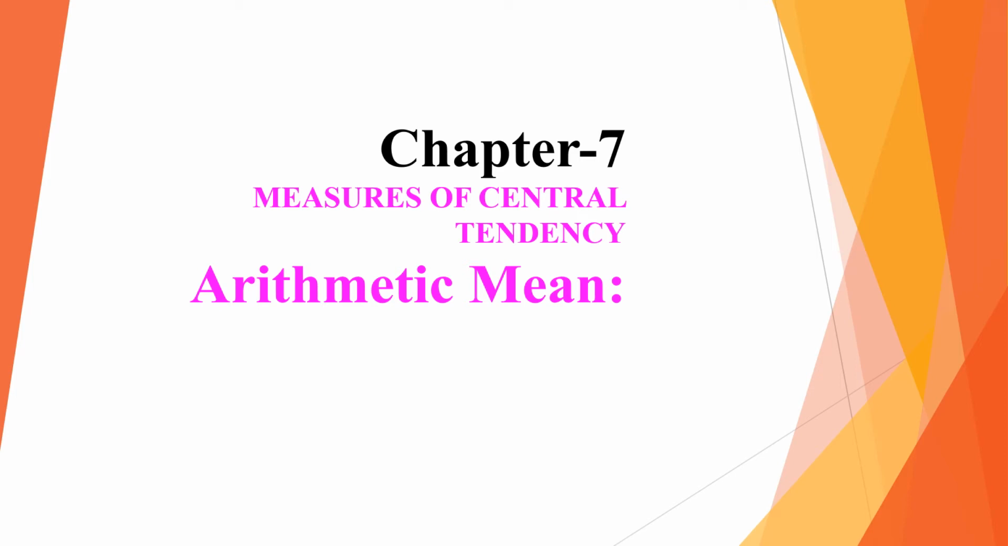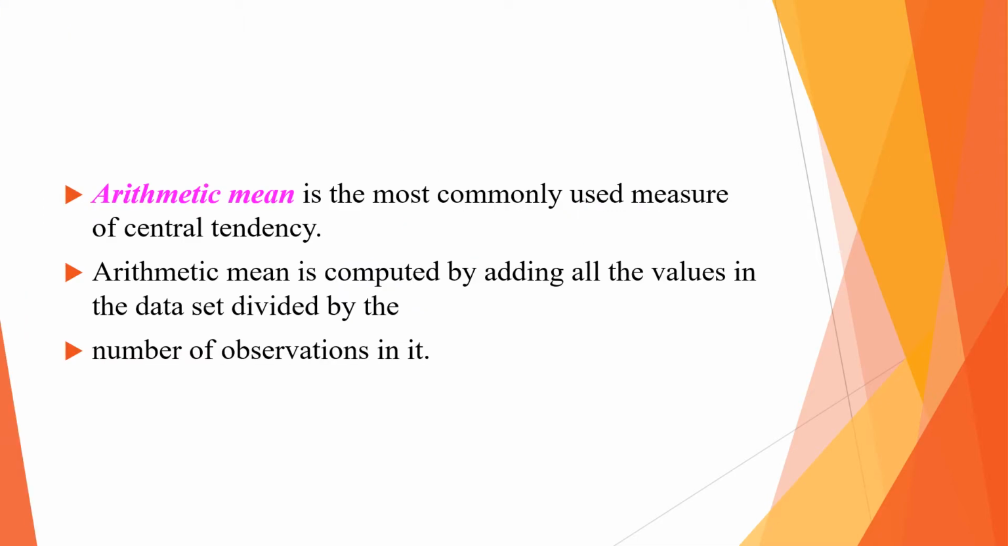Students, today we will revise the next topic of chapter 7, that is calculation of arithmetic mean in case of discrete series. All of you know what is the meaning of arithmetic mean. Arithmetic mean is computed by adding all the values in the data set divided by the number of observations in it. It is the most commonly used measure of central tendency.